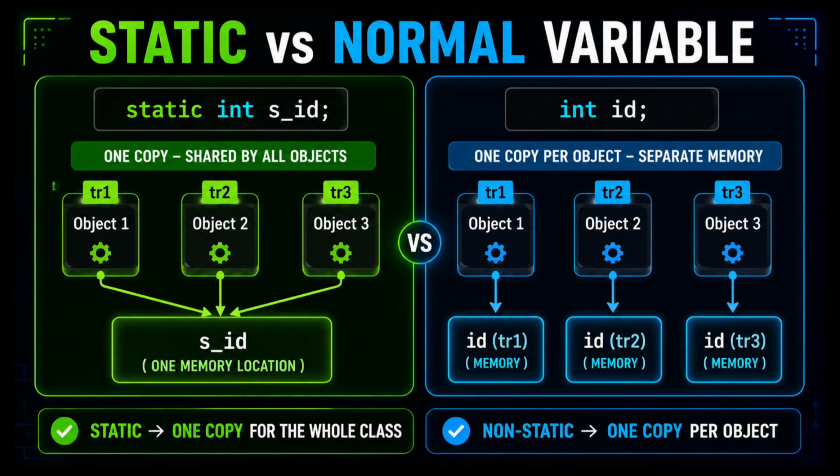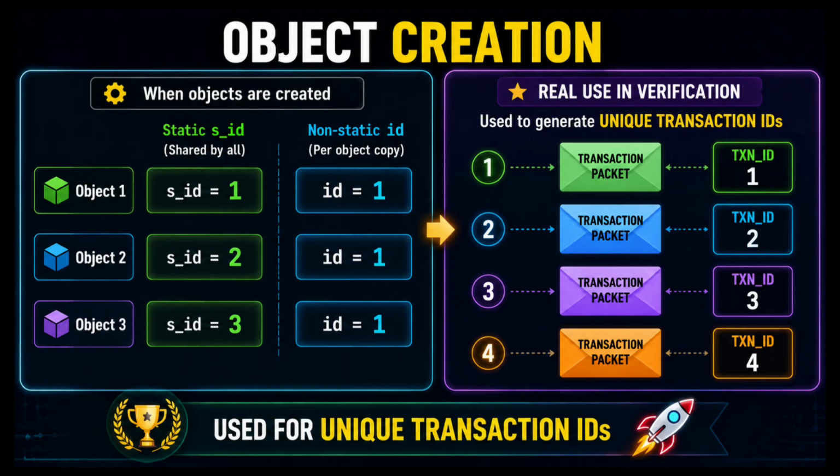Now compare that with a normal variable, integer id. This creates a separate copy for every object. So if you create 5 objects, sid will increment like 1, 2, 3, 4, 5 and so on. But id will start fresh inside each object. That's why static variables are commonly used to generate unique transaction IDs in verification and UVM.